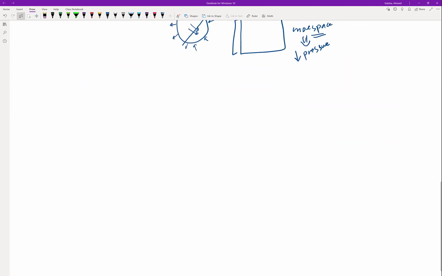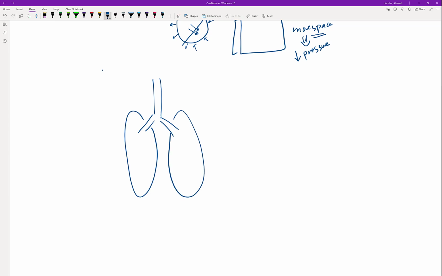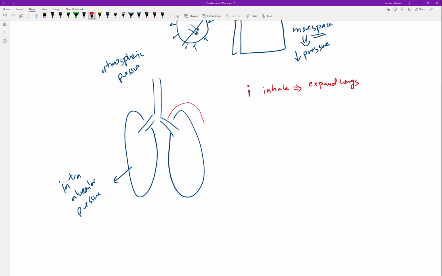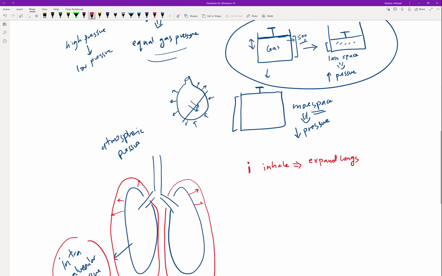So if you have the two lungs, this is the bronchus, this is the first lung, this is the second, here atmospheric pressure, and here intra-alveolar pressure. The lungs, in inhale and exhale, what do we do in inhale? When we inhale, we expand our lungs, okay? So when we inhale, instead of the blue line, our lungs will become this size. So what's going to happen to the intra-alveolar pressure based on this relationship?